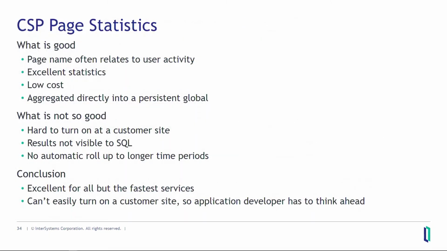So the page name is often related to user activity, so you can take it from that point of view. Excellent statistics, very lightweight. I would say very lightweight, because you've always got to be careful. And it's aggregated directly into a persistent global, so it doesn't fill up disk space. Obviously it takes disk space, but it's not writing every single transaction out to a file in one big go, filling up megabytes and megabytes and megabytes.